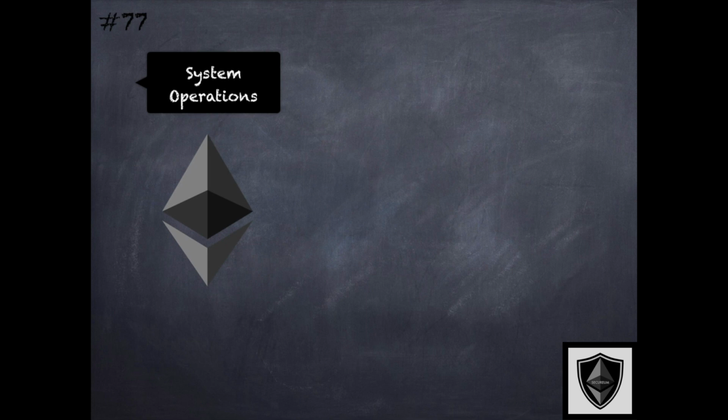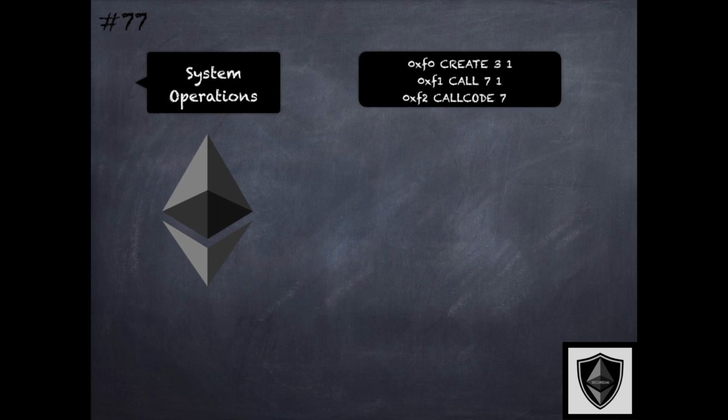The next set of instructions are referred to as system operations. These include instructions that are really critical to how the system functions. They allow one to create new contract accounts, call from one account to another in different ways, revert from the current executing context, invalidate some of the things that have happened, and so on. So let's take a bit of a deeper look into each of these instructions.